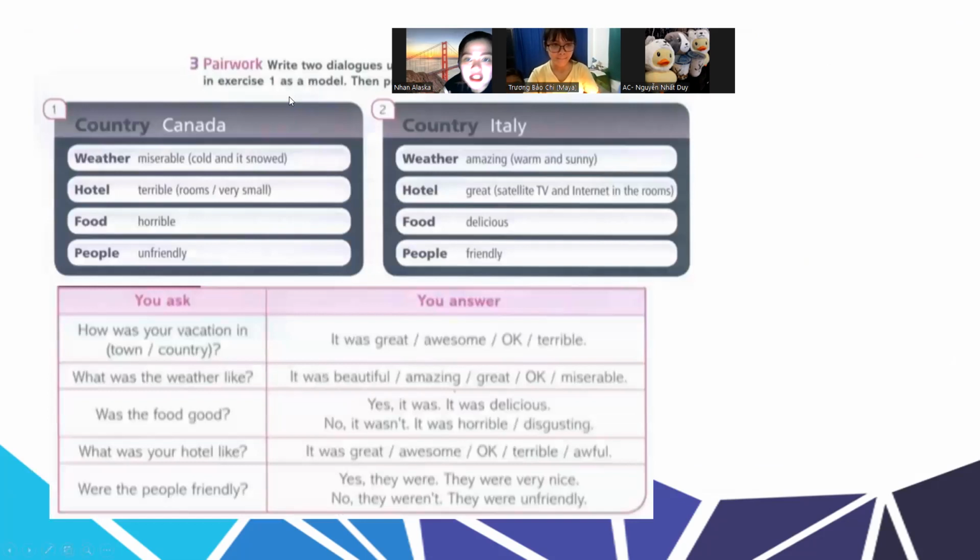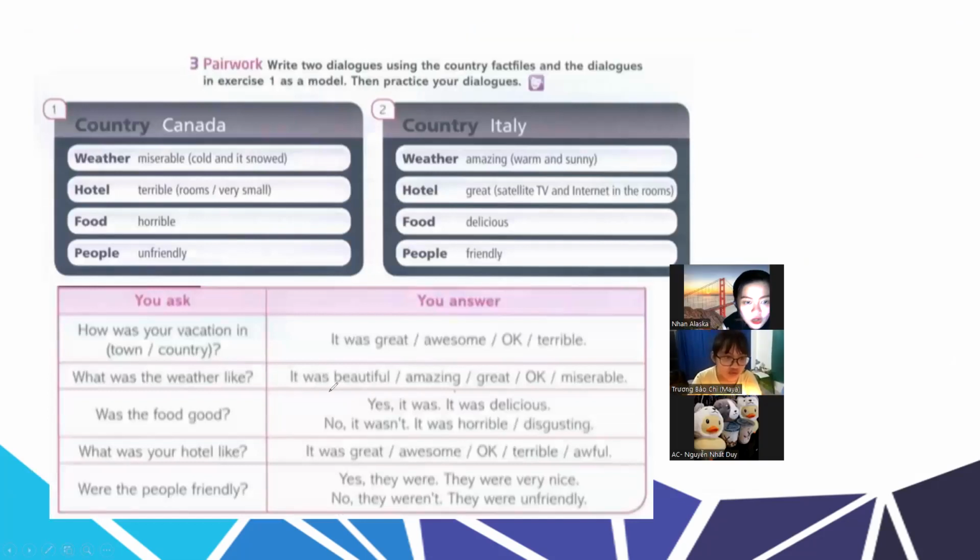So Maya, we are going to practice this one. This is the guideline. When you are asking, how was your vacation in? You can ask about either a town or a country, and you can answer by saying, it was great, it was awesome, it was okay, it was terrible. What was the weather like? It was beautiful. It was amazing. Great. Okay. Miserable.